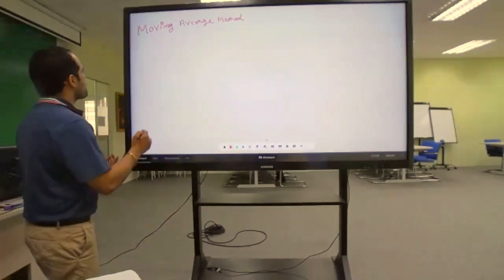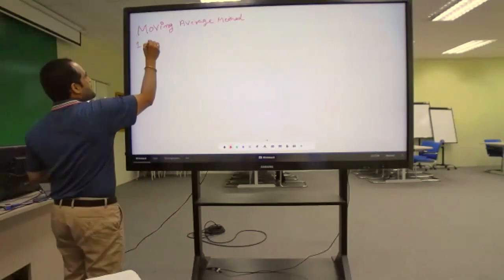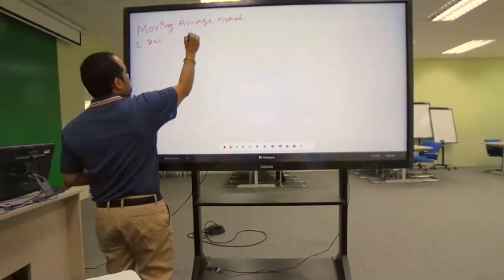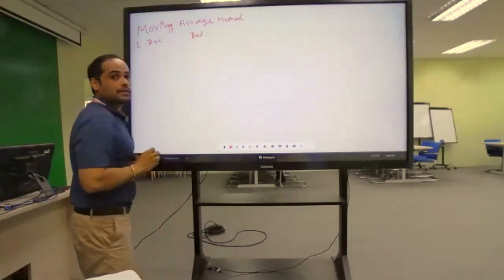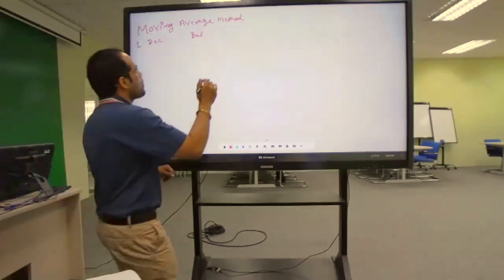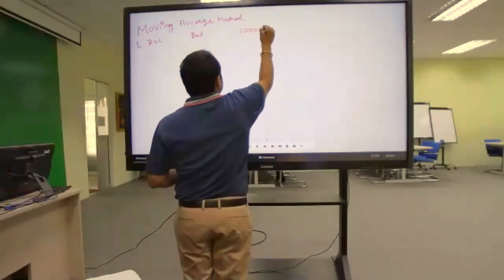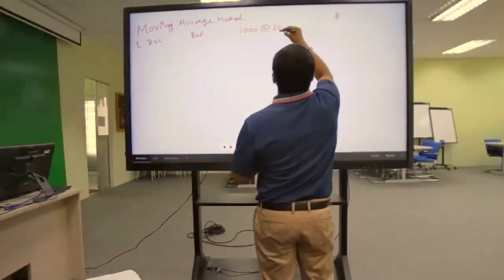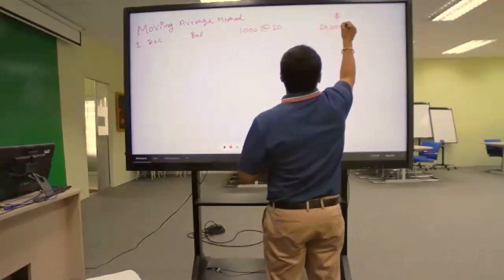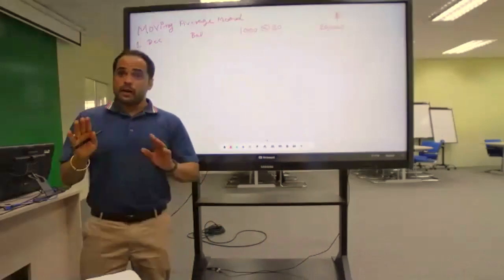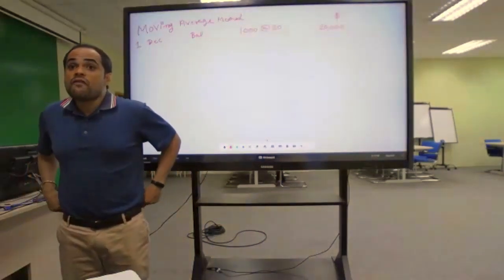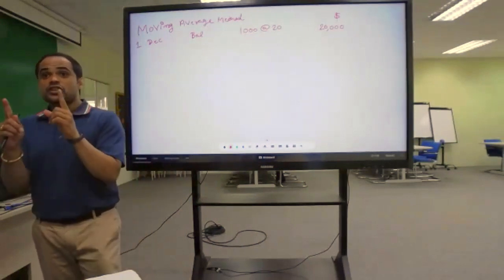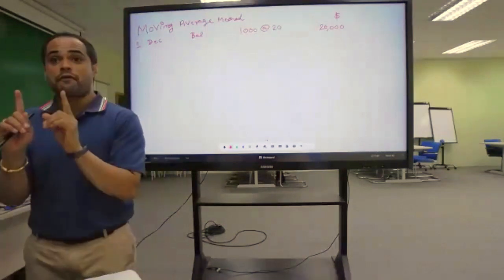So on 1st of December, we have balance, which is 1,000 at 20, which means it will be 20,000. Right? So remember, I repeat again, in moving average method, we calculate the average price, not average quantity, average price.